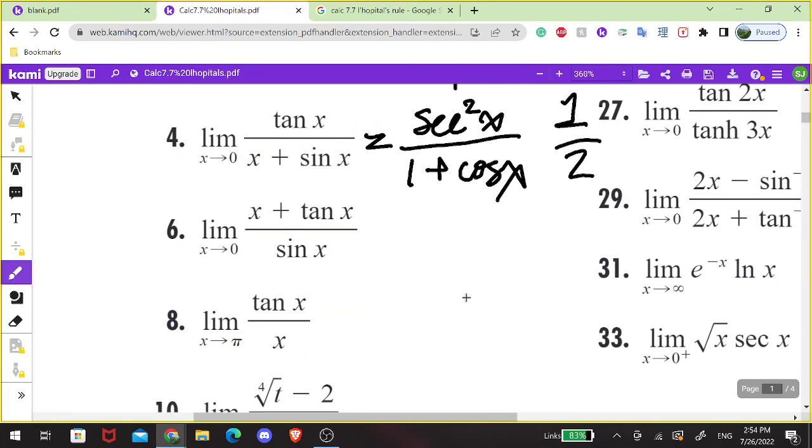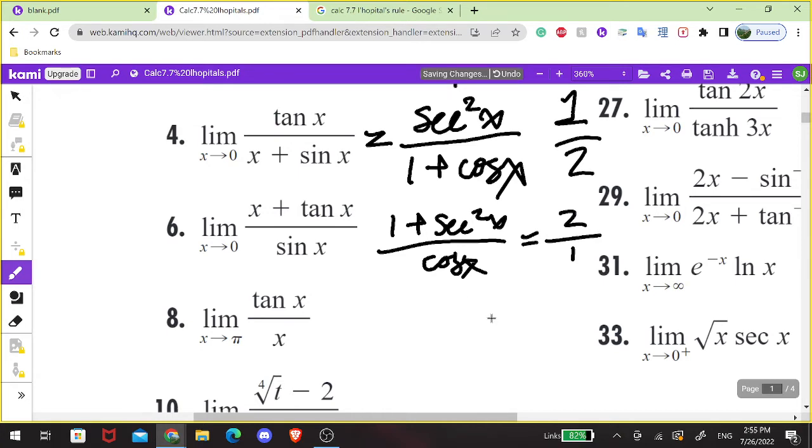Okay, so x is 0. Tan x is also 0. Sine is also 0 on bottom. L'Hopital applies. 1 plus secant squared x over cosine x. Secant is 1 over cosine. 1 over cosine 1. Okay, 1 over cosine squared is going to be 1. 1 plus 1 on top is going to be 2. 2 over 1. So number 6 should be 2.